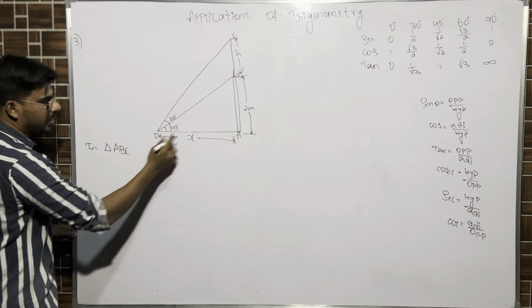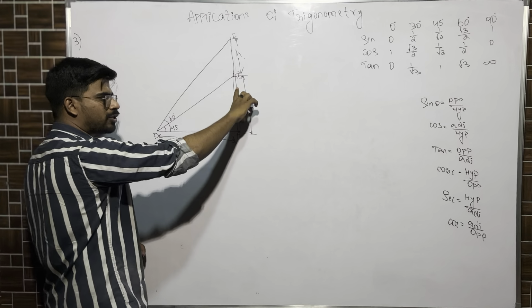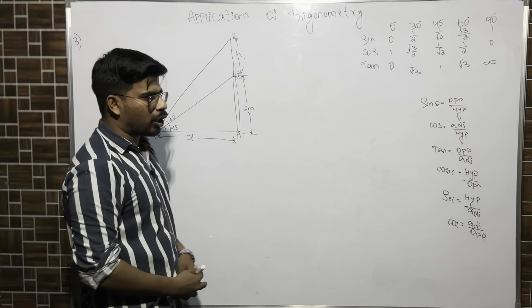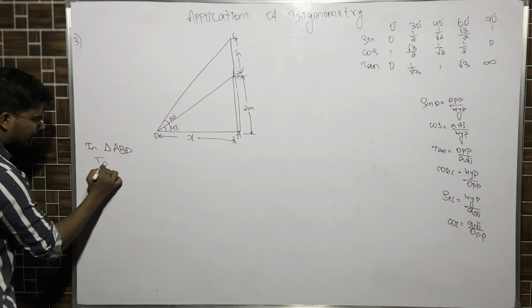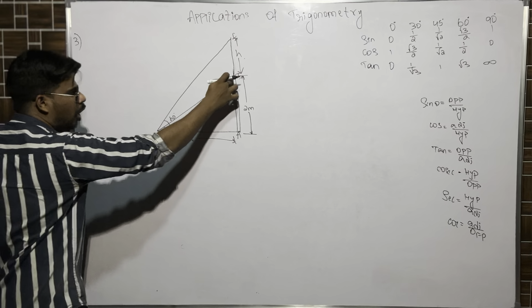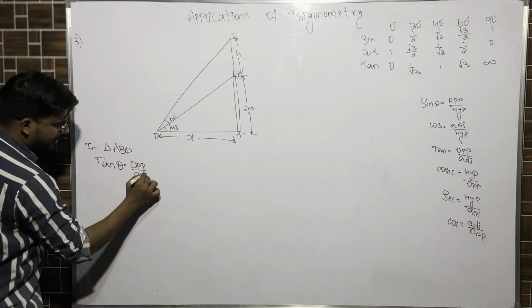In triangle ABD, the angle is 45 degrees. With respect to this angle, one of the sides should be known, one should be unknown. This 2 is the known side, x is unknown. 2 is opposite, x is adjacent. Opposite by adjacent, again tan theta. We can use tan theta. Tan theta is equal to opposite by adjacent.